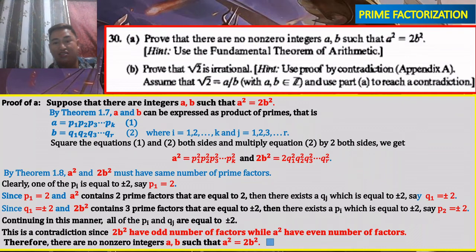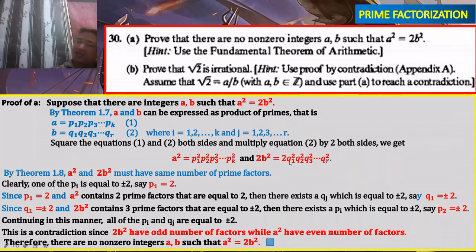Tama no? So na mag-exist nga 2 diya. So say p1 class is equal to 2. So kung ito na to klase p1, since p1 equals 2, so si a squared karon class kung ito squared na to ni, so duha na ka 2 diri. Sa b, 2b squared isa pa ka 2. So contains two prime factors that are equal to 2. Then there exists a q_j, so na mag-exist kasi nga q_j, which is equal to positive or negative 2.